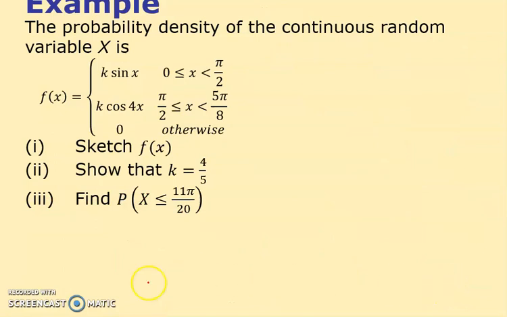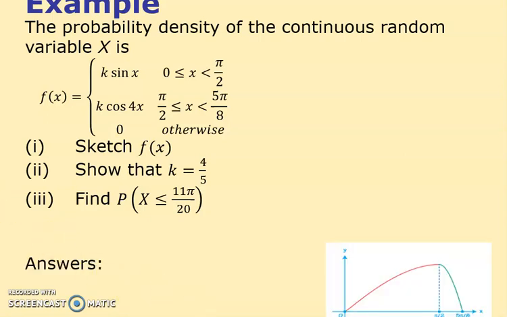Hopefully that makes sense. Now the next question asks me exactly the same thing, apart from it says sketch the function. I haven't got time for that, I'm running out of time. So here is the function. Now it says find the value of k. Remember, the probability equals 1, so that's usually the trick we use for this, but we've got two parts this time. We've got to integrate k sine x dx between 0 and pi by 2, and then add to it the integral from pi by 2 up to 5 pi by 8 of k cos 4x dx. And that is what equals 1.